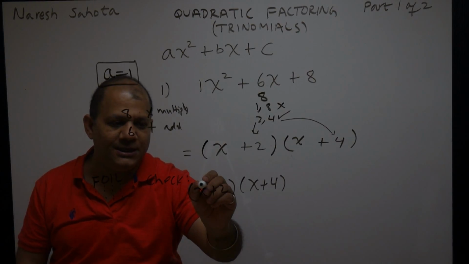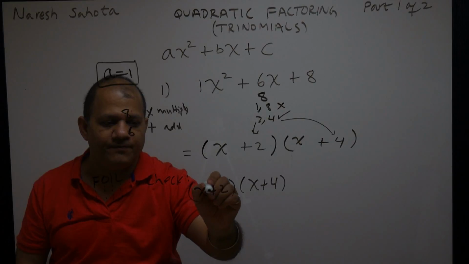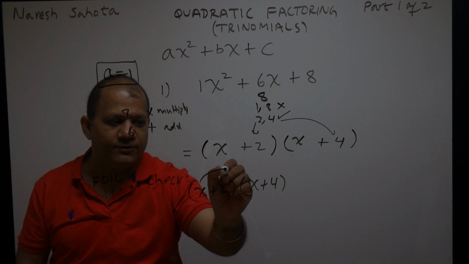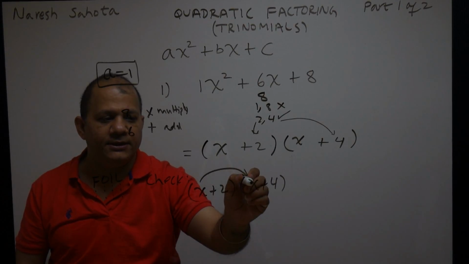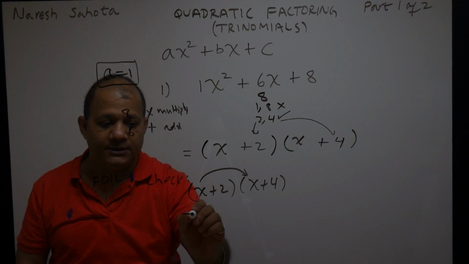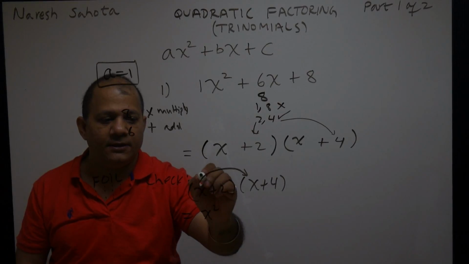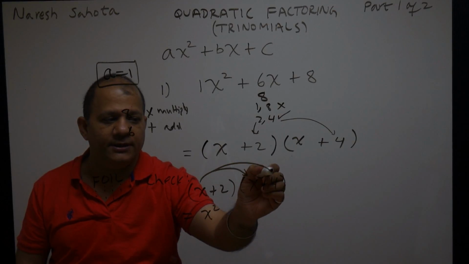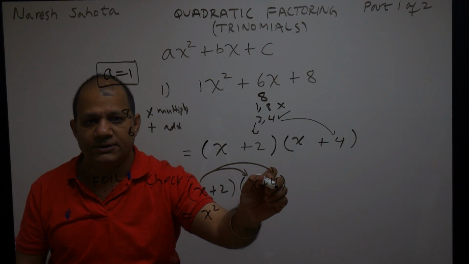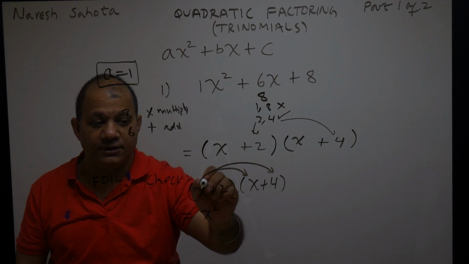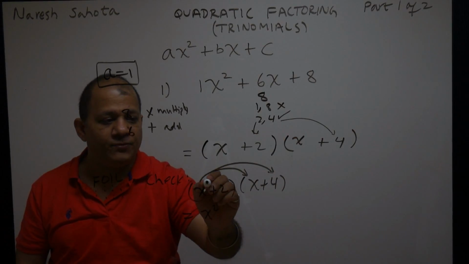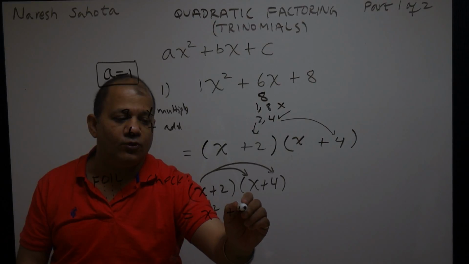So what it means is you start with the first term of the first bracket, multiply with the first term of the second bracket. So these are the first terms. x times x is x squared. Then you take x, multiply with the second term of the second bracket. So those are the outer terms. That's what O is. So x times 4 is 4x.